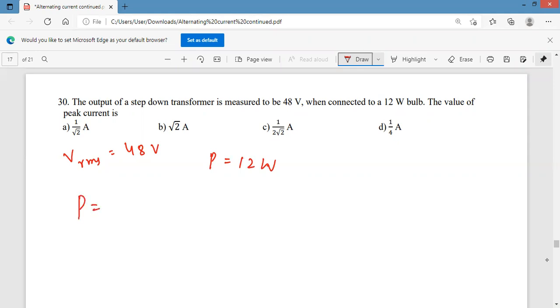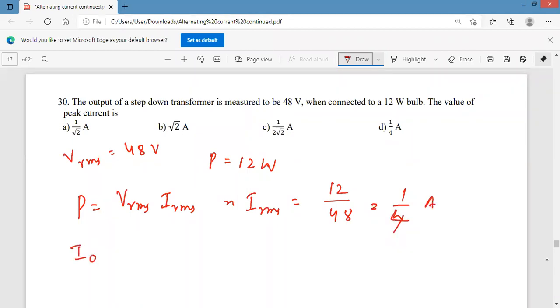We know that power is equal to VRMS into IRMS. So IRMS is equal to power by VRMS, which is 12 by 48. 12 by 48 is 1 by 4 ampere. But he is asking for the peak current.